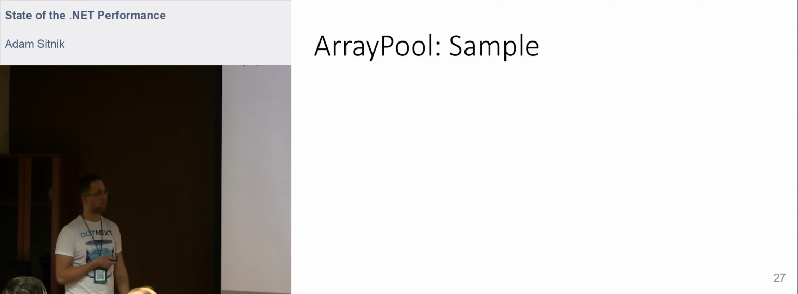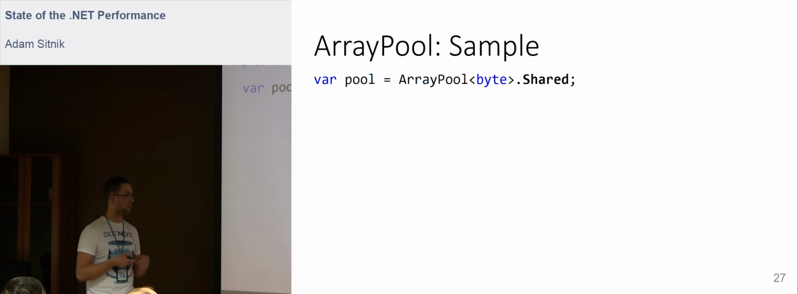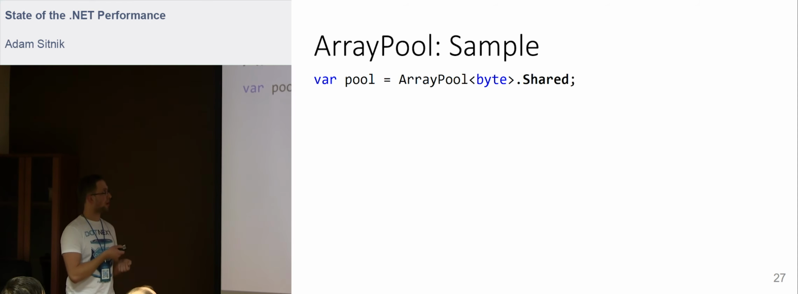So how to use the pool? First of all, we need an instance of the pool. It has the Shared property, and it's a thread-safe property that returns you the default pool. But it has the default size limit. You might create a new pool. ArrayPool also has a Create method, or you might derive a custom class from ArrayPool and implement your own strategy for renting and releasing arrays.